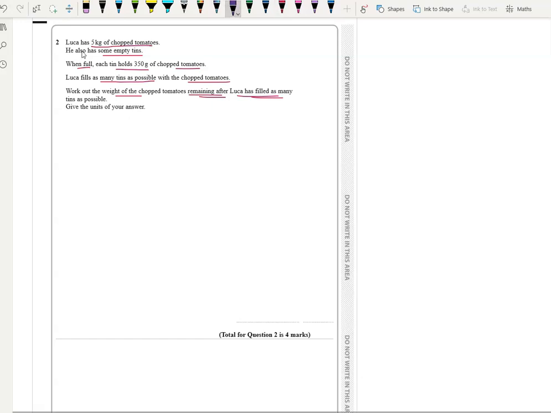So in total he has 5 kg of tomatoes. 1 kg is 1000 grams. So 5 kg is 5000 grams of tomatoes. Now the capacity of each tin is 350 grams. You want to find the maximum number of tins that can be filled. To find the maximum number of tins, you divide 5000 by 350.